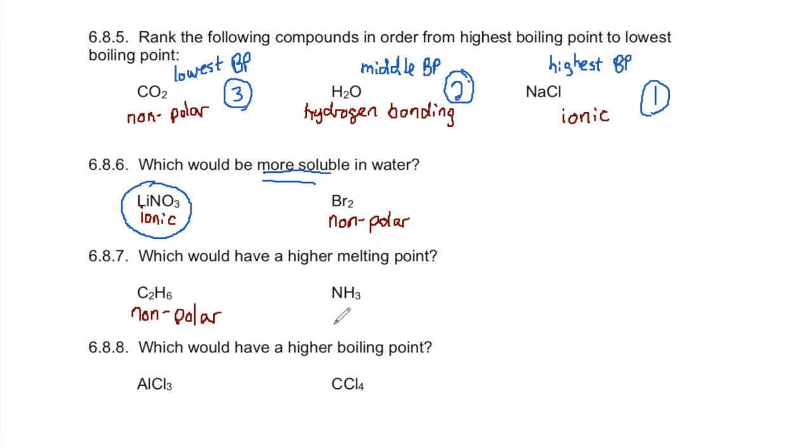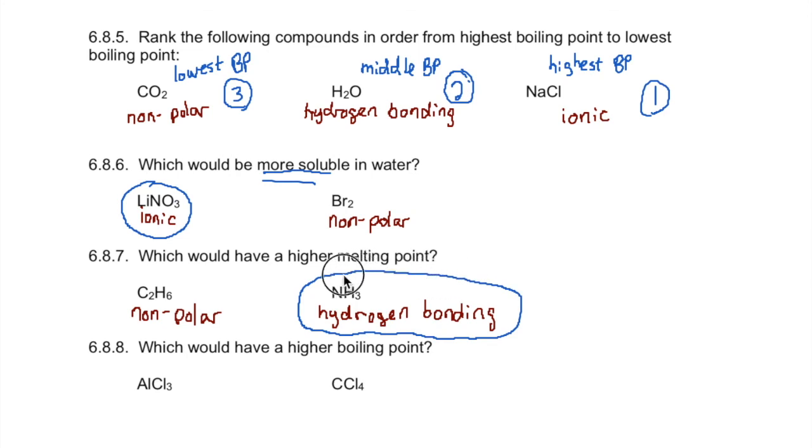We have something with NH groups. So that is not only polar, but it's capable of hydrogen bonding. So this is the compound that has a stronger intermolecular attraction and a higher melting point.